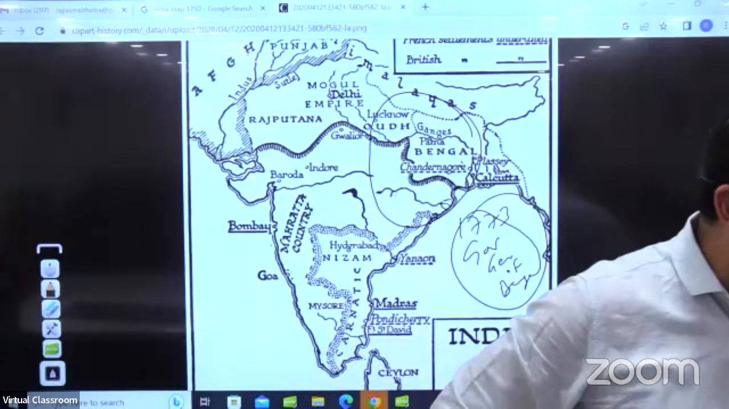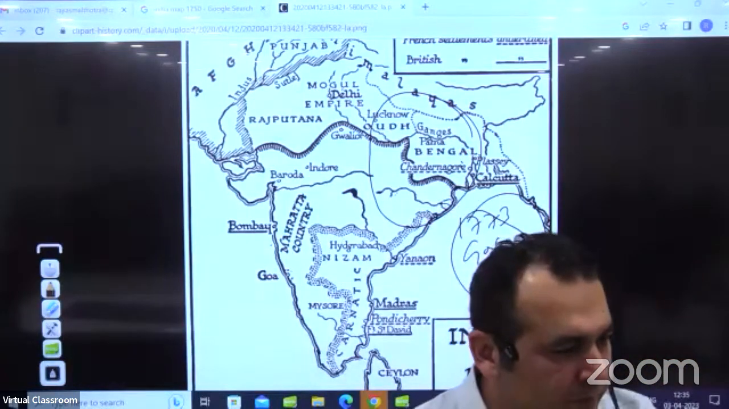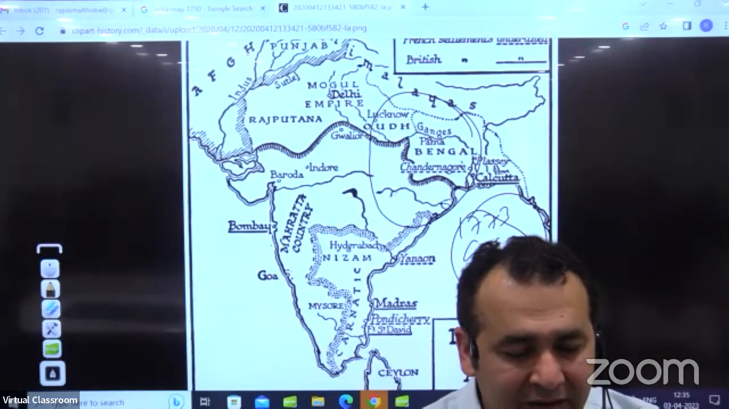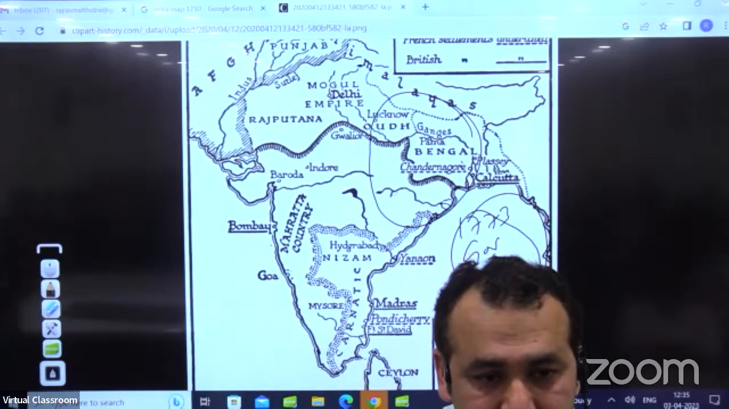So imagine these two first rows of the class, they are now in London, but they are not all from Punjab. They are from different parts of India. While they are in London, now you are graduates, what for you are here?